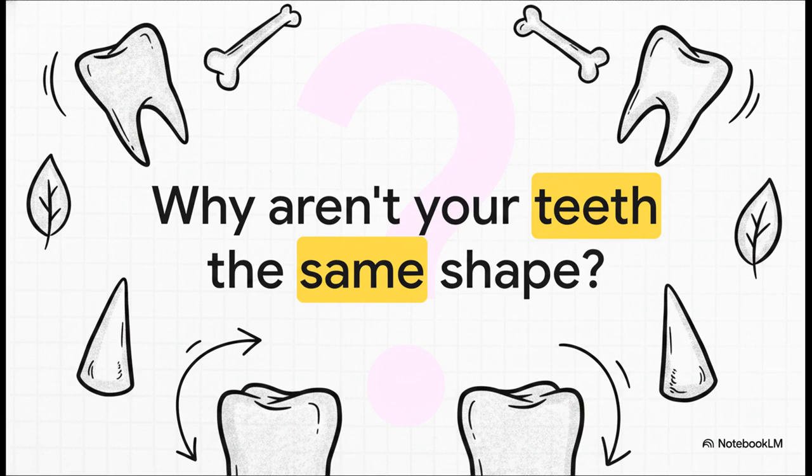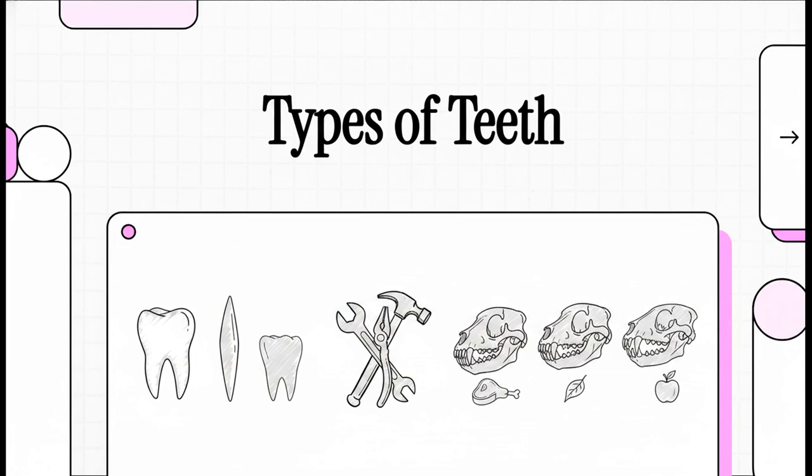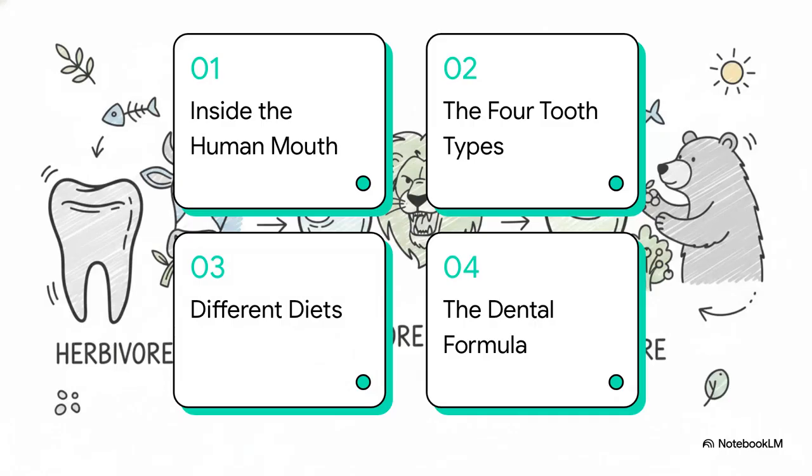Welcome to This Explainer. Today, we're going to look really closely at the mechanical functions of the different types of teeth. We'll see exactly how the shape of a tooth correlates directly with an animal's diet. Honestly, I want you to think of the mouth as a highly specialized toolkit where every single tool has a very specific mechanical job to do. All right, let's dive right in.